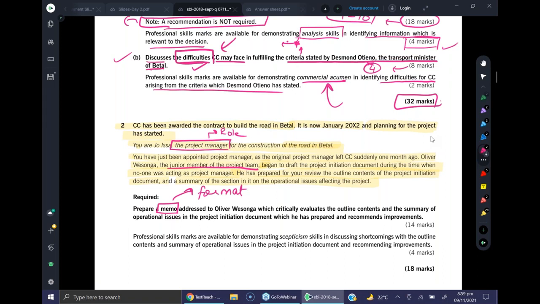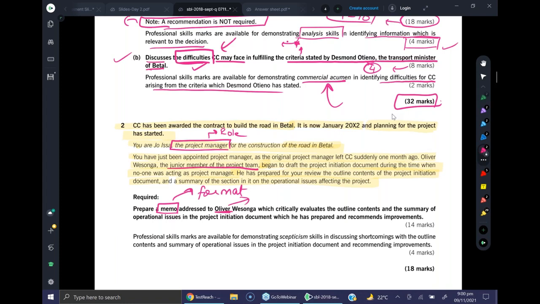So prepare a memo addressed to Oliver. So to whom is this memo addressed? Somebody senior or somebody junior? Yeah, very clearly, junior member of the team. So the tone will be polite yet very firm and will be highlighting the issues very clearly. So not going to be sugarcoating the things. You don't talk to juniors like that. Be very clear, open yet polite, and offer help through the memorandum, right?